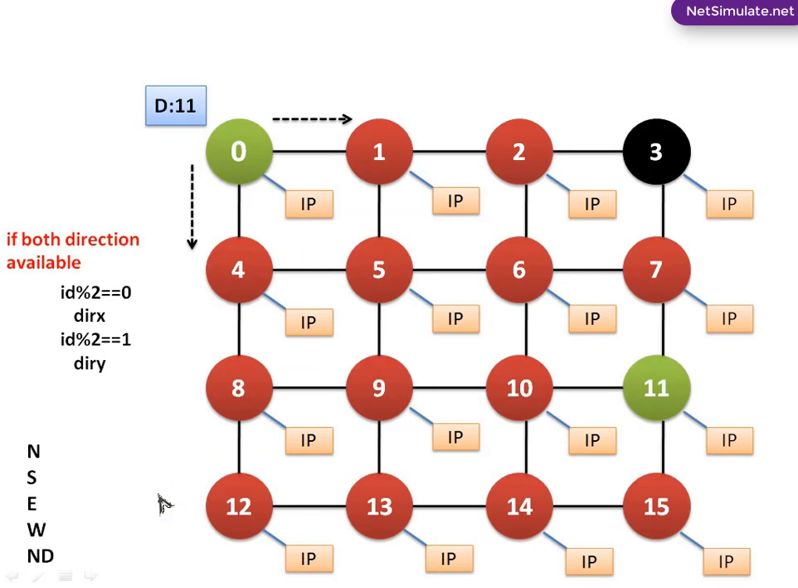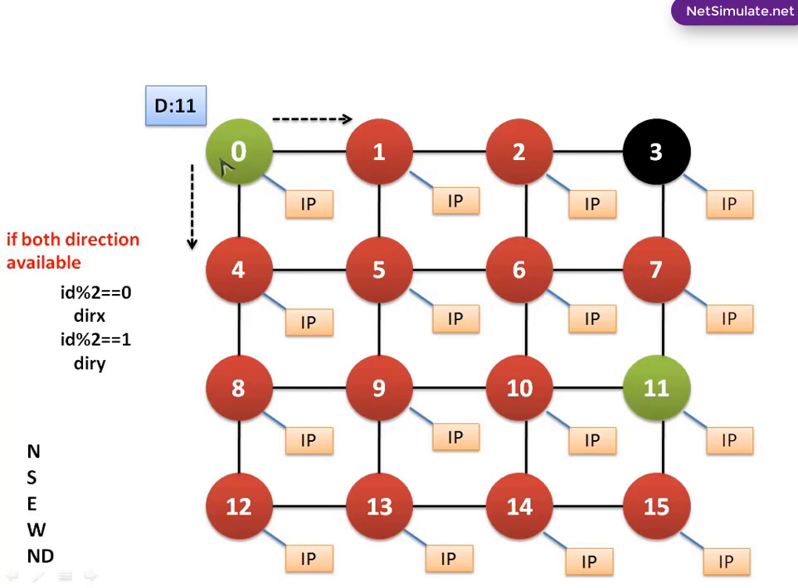Now here we are taking an example. Let's say node 0 wants to send a packet to node 11, and node 3 has failed. Node 3 is a failed router. So what will this node do? It will run the previous piece of code and identify the direction. In the x direction we will have east, and in the y direction we will have south. So this node has two possible directions.